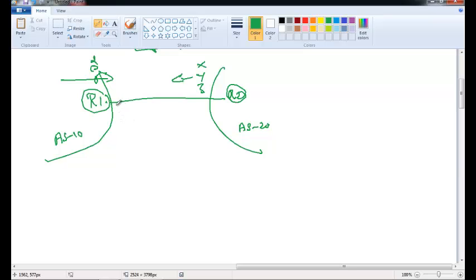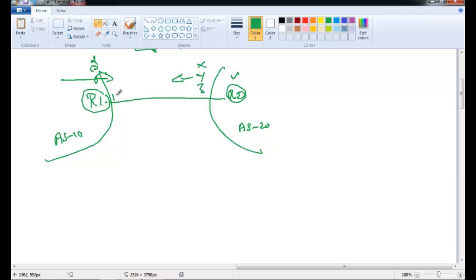Now before forming a neighbor, before learning the routes from the neighbor, I want to authenticate. I want to authenticate R2 before taking the route from R2. Likewise, R2 wants to authenticate before taking the route from R1. Is it possible to authenticate in BGP? Yes. BGP authentication is the simplest authentication.